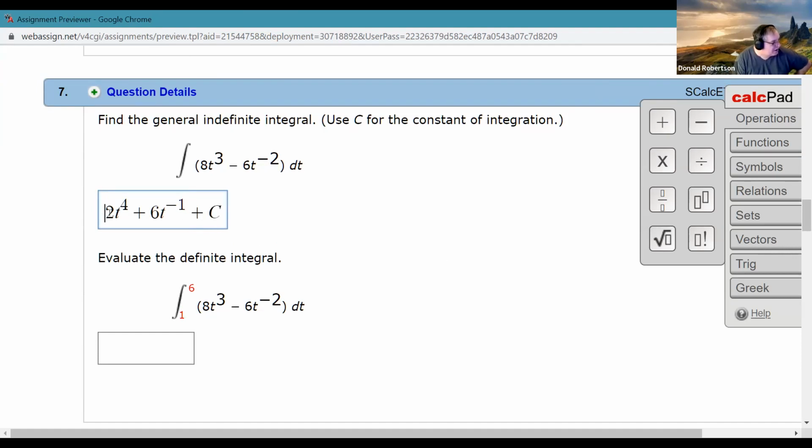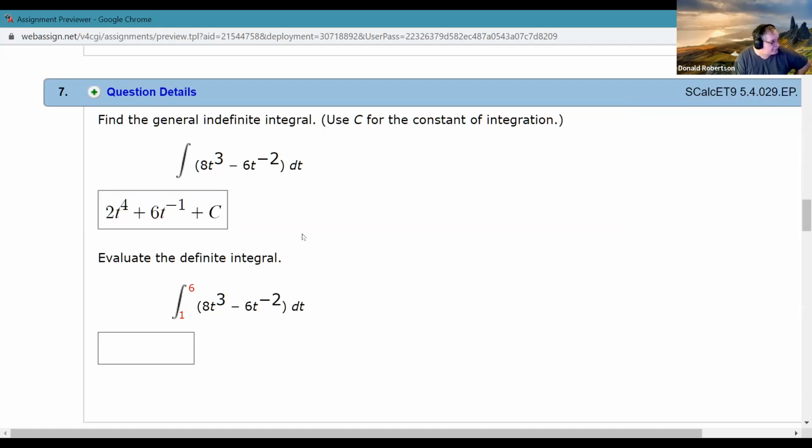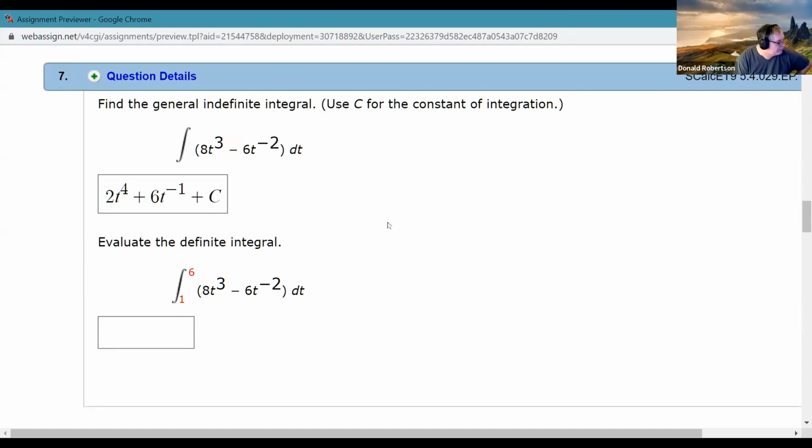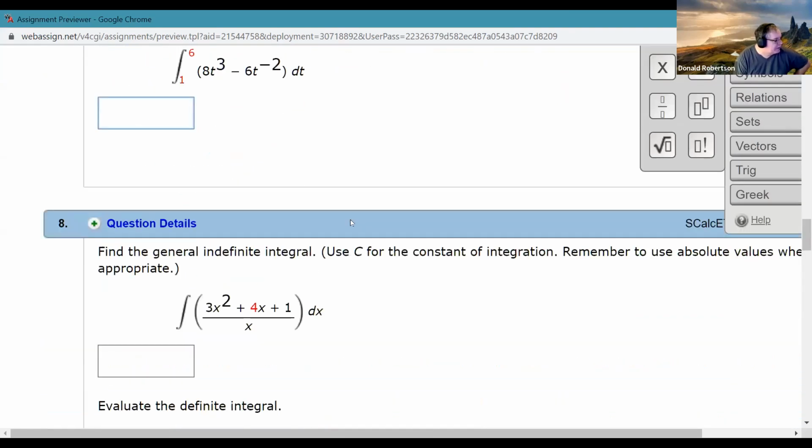In this case, that is style points, because isn't the answer the same look as the original? Right, so I don't need to turn that into, I know, 6 over t. And this guy here is just evaluate.